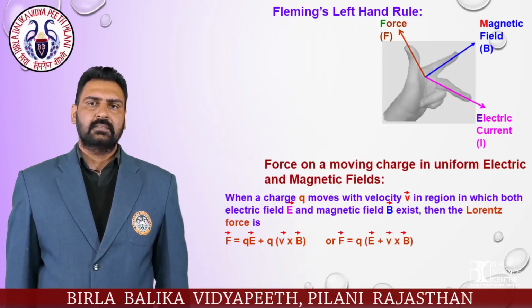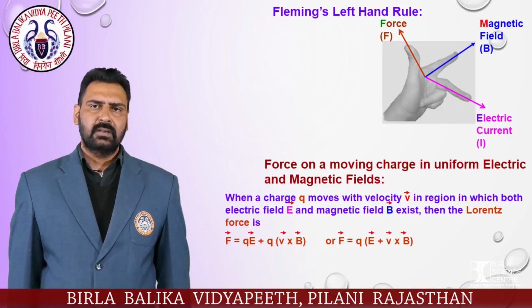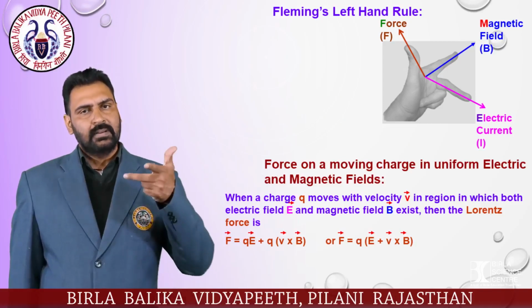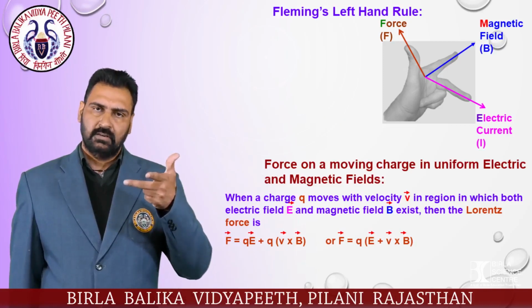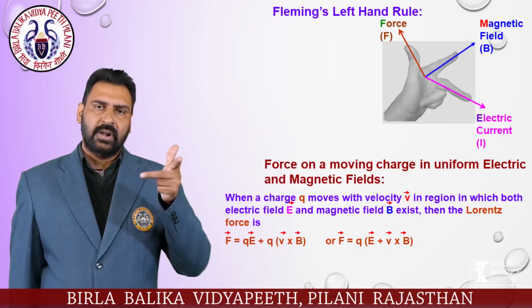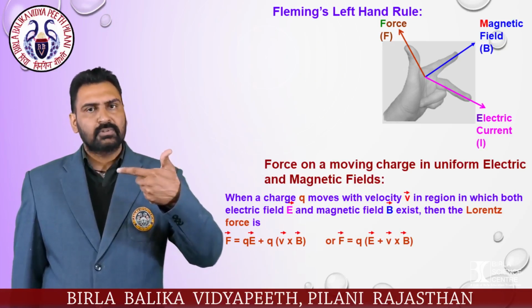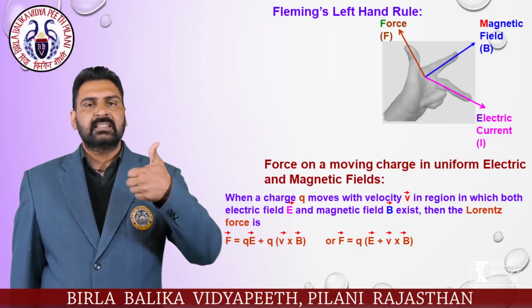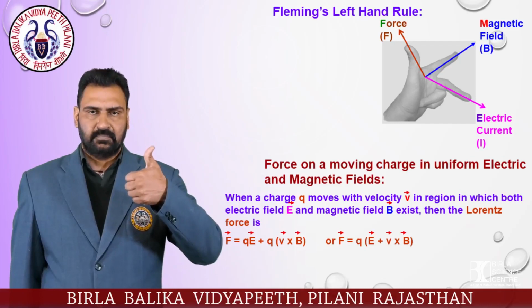Now, Fleming's left hand rule. If the central finger, forefinger and the thumb of the left hand are stretched mutually perpendicular to each other, and the central finger points to the direction of current, the forefinger points to the direction of magnetic field, then the thumb points in the direction of motion, or you can say force on the current carrying conductor.